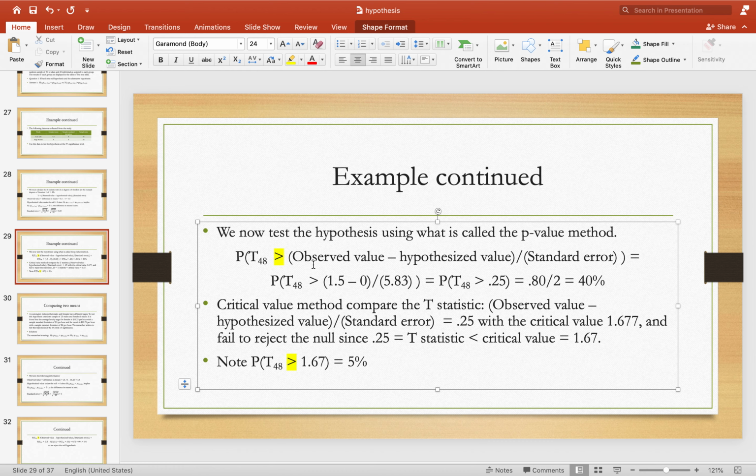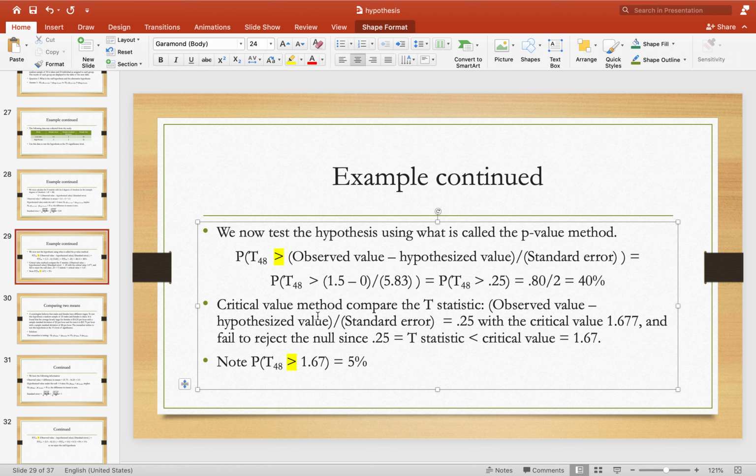Okay. So they did 1.5 pounds better on average. The hypothesized value is 0, and we divide by our standard error. We calculate the probability t-distribution with 48 degrees of freedom is bigger than 0.25. And from your calculator in the book, you'll get 0.8 for a two-tailed value. But since we have a one-tail greater than probability, we divide by 2.